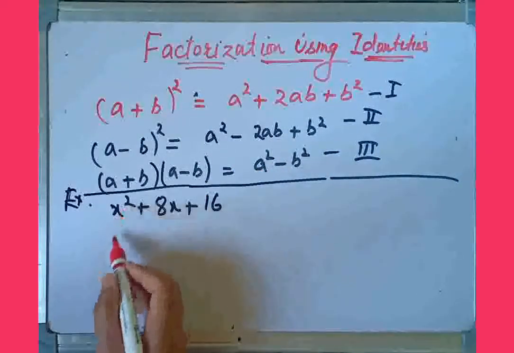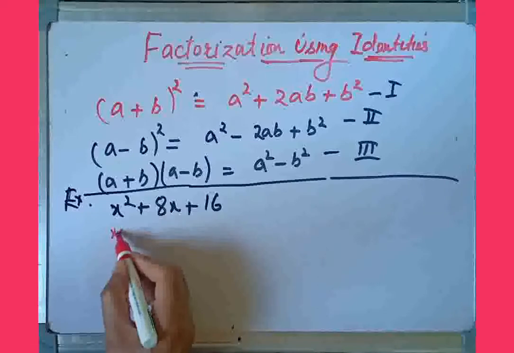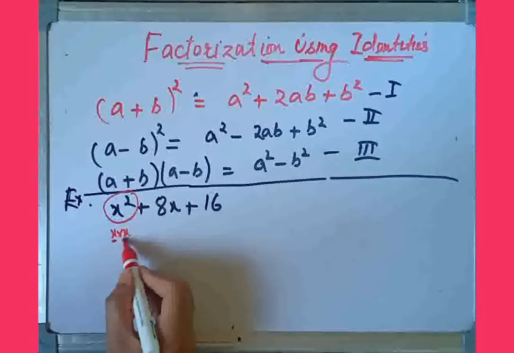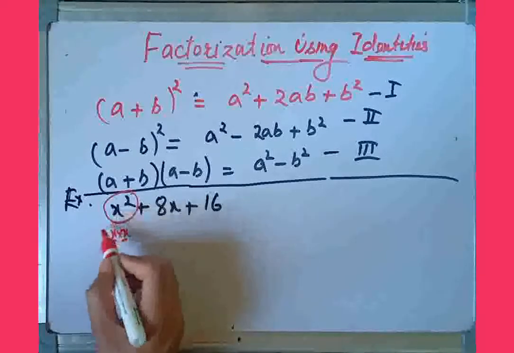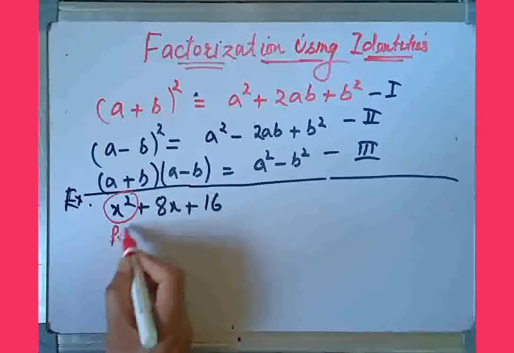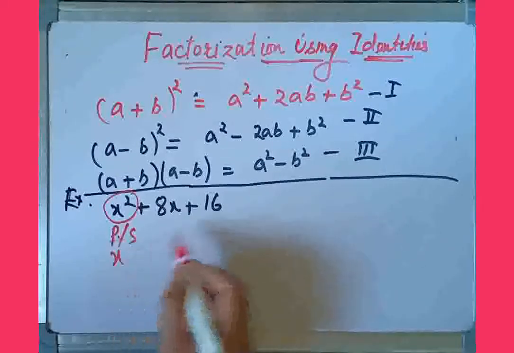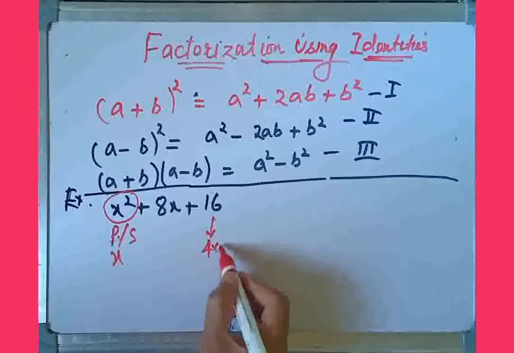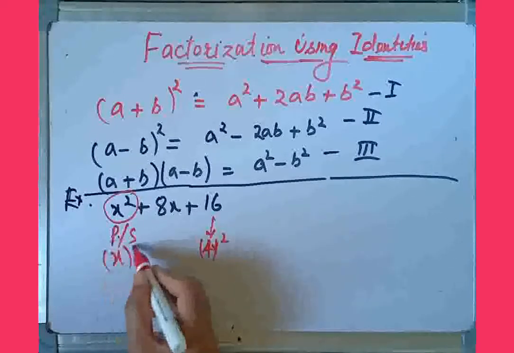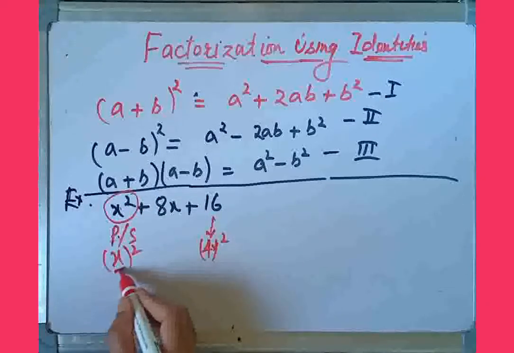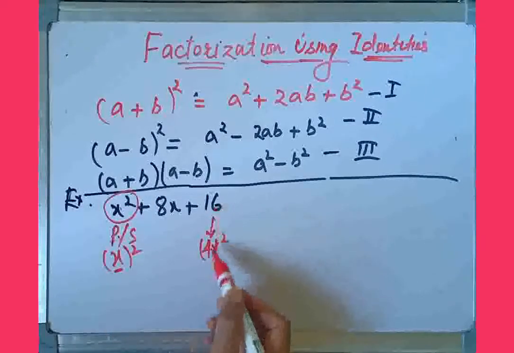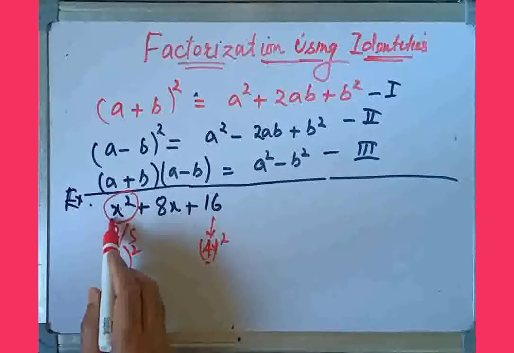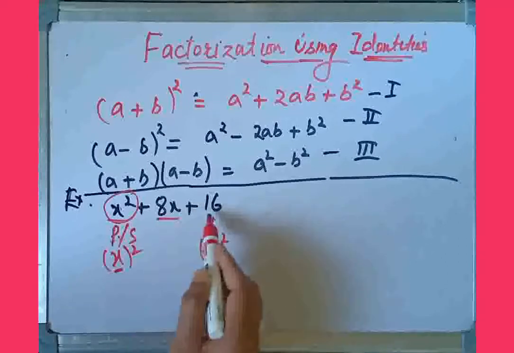See, this is x square, which means x into x. When I multiply x with x, it gives x square. So x square is the perfect square of x. Then 16 is also the perfect square of 4. 4 into 4, that means 4 square. So this x square is the perfect square of x, and this 16 is the perfect square of 4. 4 fours are 16. Now you can see that there are three terms: x square plus 8x plus 16.